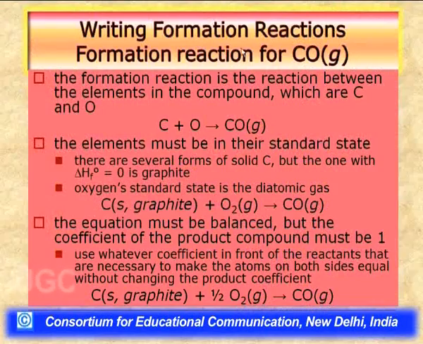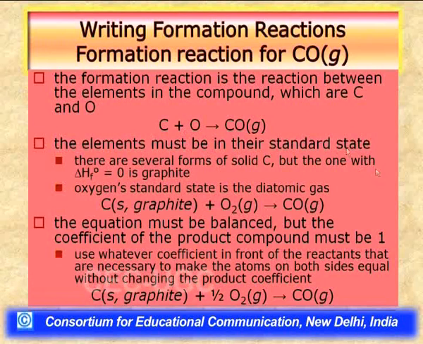So, it means the compound which should form should be 1 mole. The quantity of compound is being specified in the enthalpy of formation. Let us have a look at it with the help of an example, how we can write formation reactions. Suppose we consider the formation reaction for carbon monoxide gas from its elements, that is carbon and oxygen. The formation reaction is the reaction between the elements in the compound, which are carbon and oxygen here.